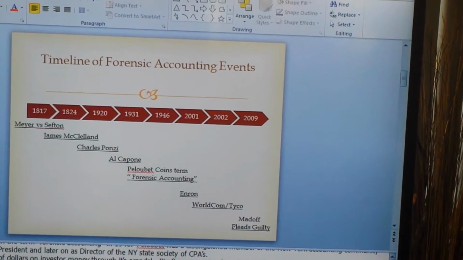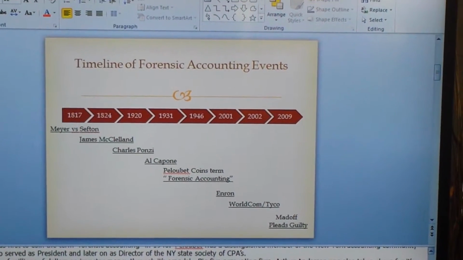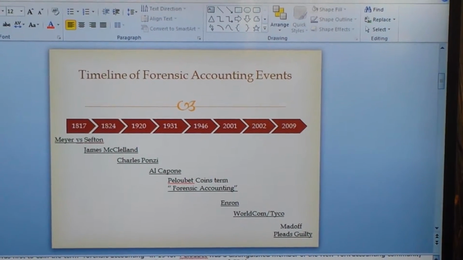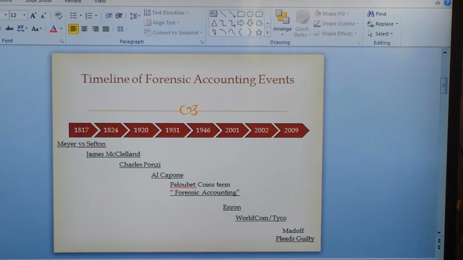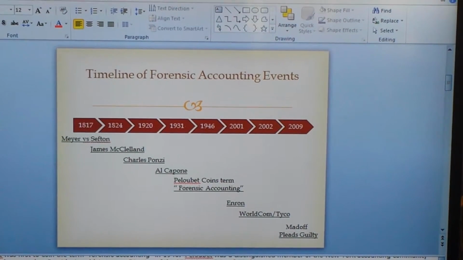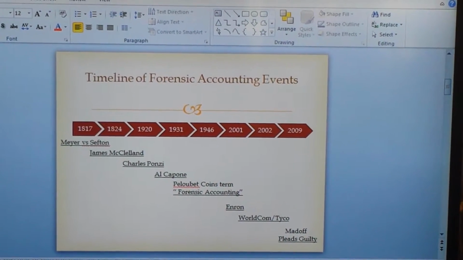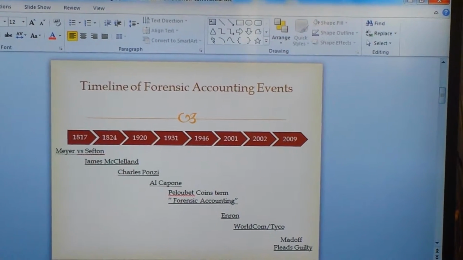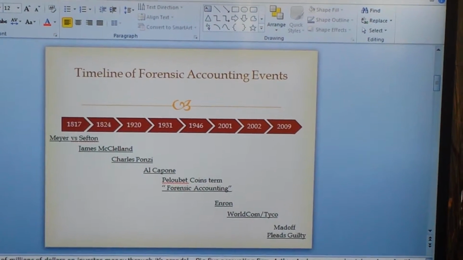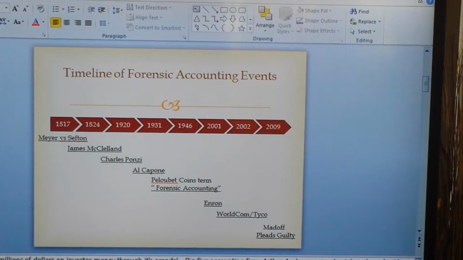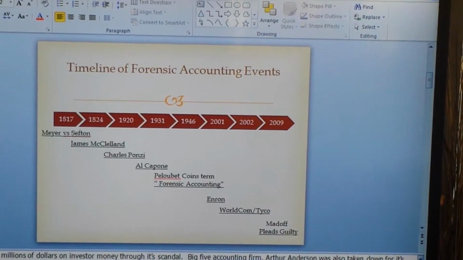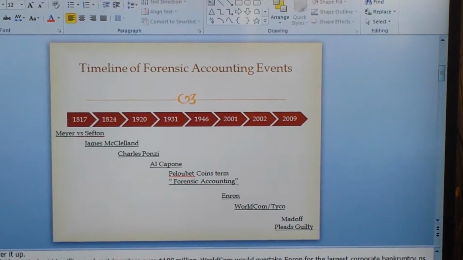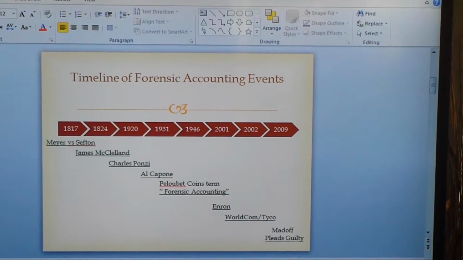In 2001, we have the Enron scandal. The Enron scandal cost investors hundreds of millions of dollars and also ended the run of Big Five accounting firm Arthur Andersen due to its part in trying to cover up the Enron scandal. The very next year, we have the WorldCom scandal. WorldCom inflated its assets by $11 million and in total cost investors over $180 billion. WorldCom would overtake Enron for the largest corporate bankruptcy of all time. In 2009, we have the Madoff Ponzi scheme, and I'll cover that later as Madoff has his own slide.